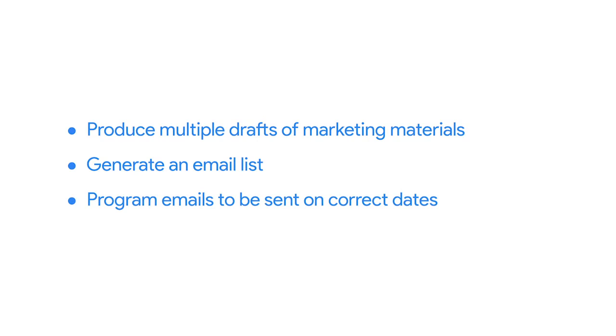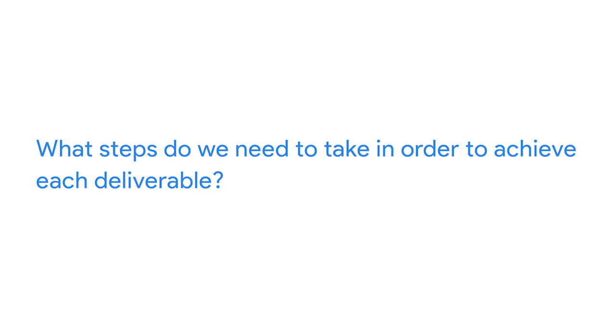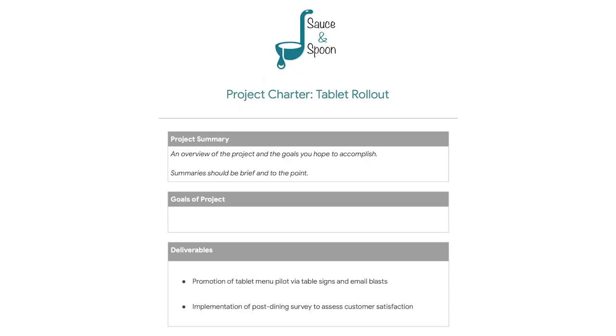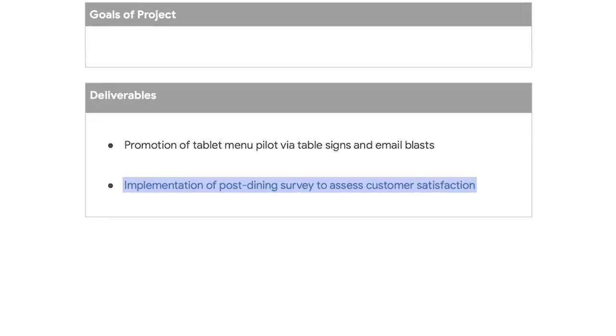For each deliverable, ask yourself, what steps do we need to take in order to achieve this? The steps will become the individual tasks that need to be completed. Let's turn our attention to another deliverable for Sauce and Spoon, the implementation of a post-dining survey to assess customer satisfaction. What steps do you need to take in order to achieve this deliverable? You might need to assign a team member to develop a survey. You'll also need to determine how you'll deliver the survey and create a process for carrying it out. These are just a couple of examples of the many tasks you'll need to complete in order to achieve the deliverable. It's your job to help uncover the rest of the tasks.